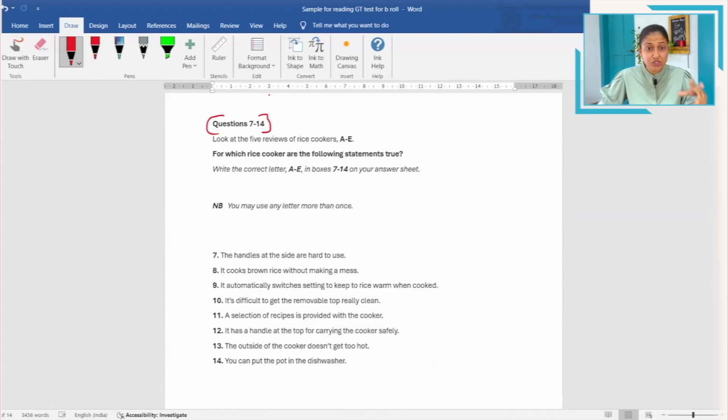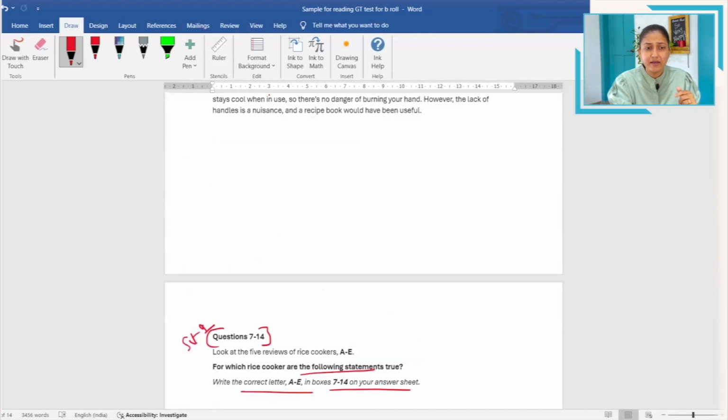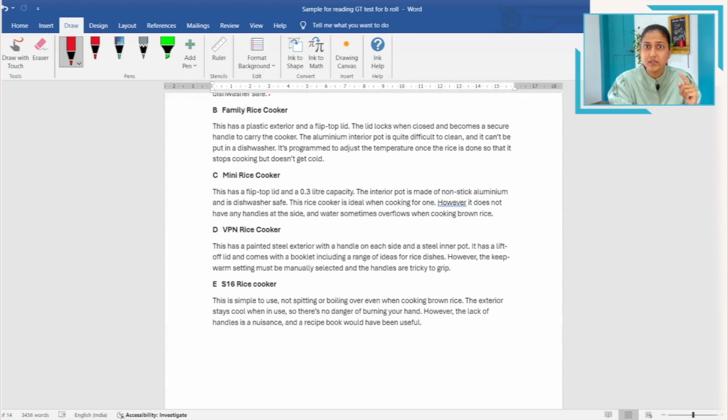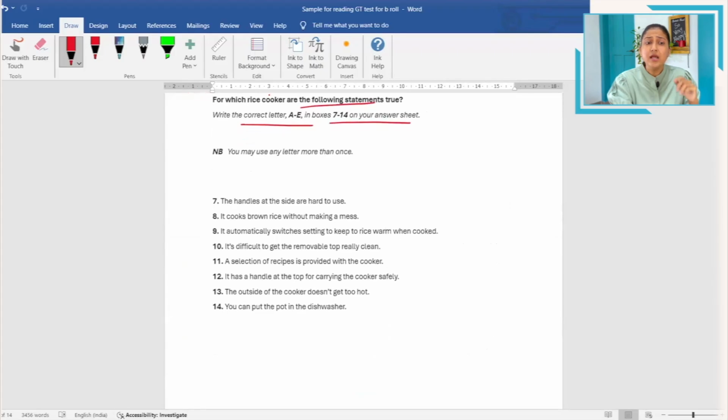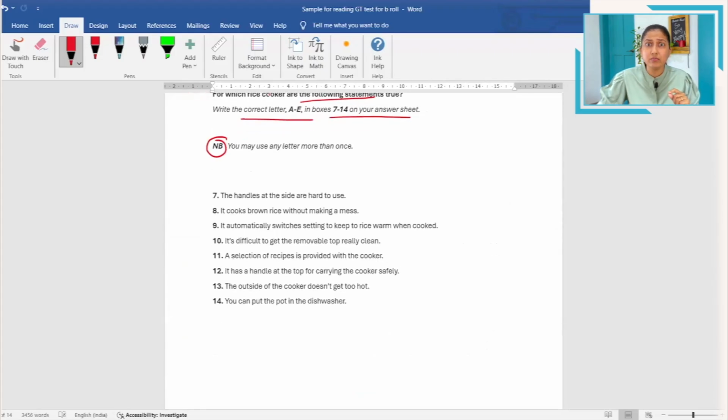In fact, these questions 7 to 14 are in just one set, set 1. And this set of questions is asking for finding which statement is true for which paragraph. Basically, you have to match each sentence given in the form of a question to the given paragraphs. Because if you noticed, the paragraphs are labeled with different headings as well as letters. Interesting, no? Here also we see some instruction like NB, which is you may use any letter more than once.